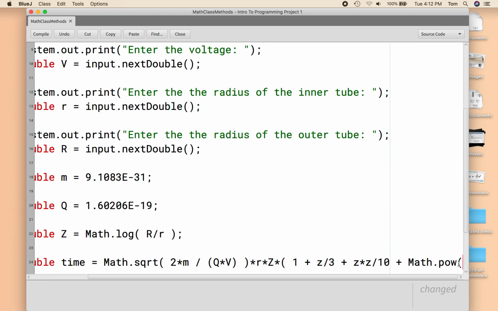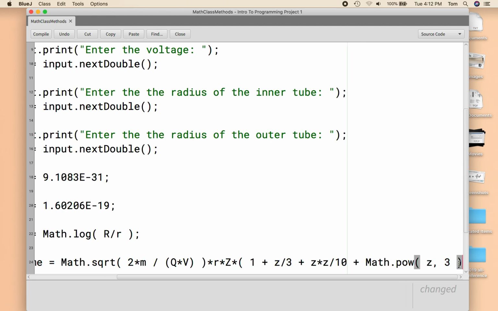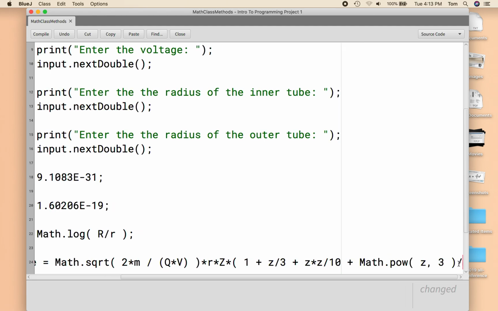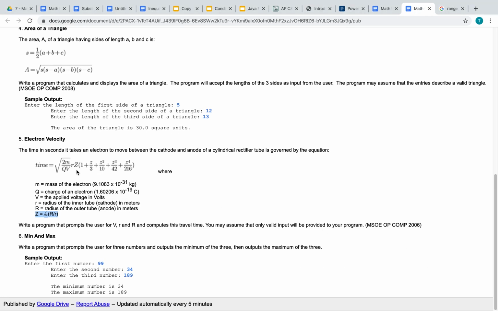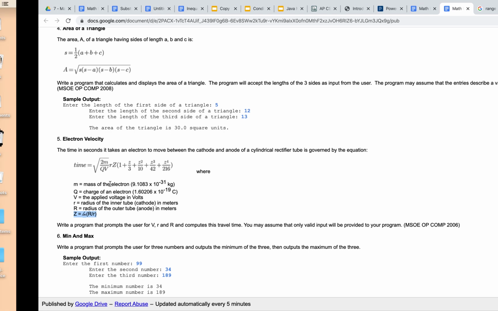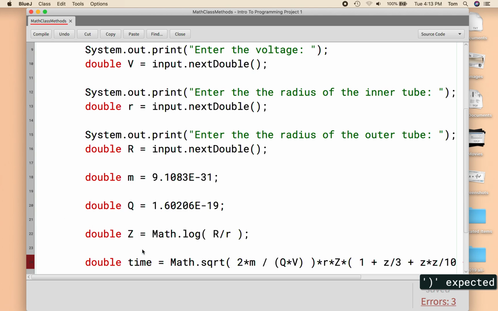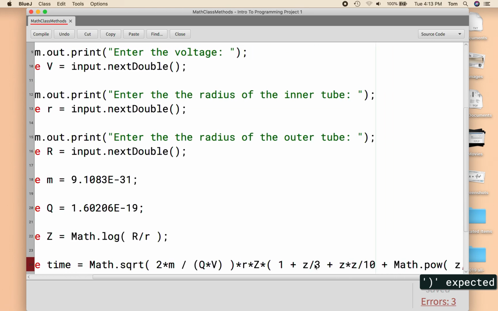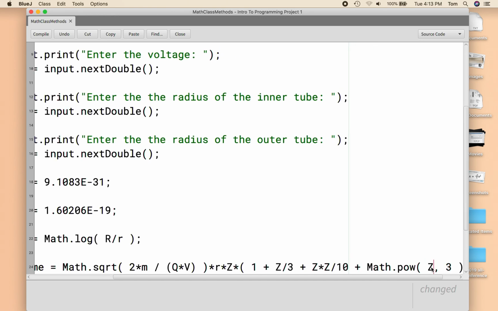That's one of the things we talked about yesterday. That's going to be z comma 3 for z to the third, and we want to take that divided by, I think it's 42. And I just realized something that I'm doing as I'm going through this: I kind of mixed up my capital Z and my lowercase z. Since we used capital Z right here, we're going to go ahead and use capital Z all the way through. So this has to be a capital Z, this has to be a capital Z, that has to be a capital Z, and that has to be a capital Z.